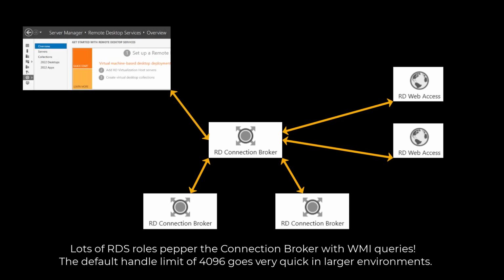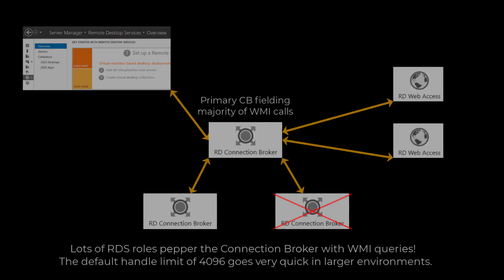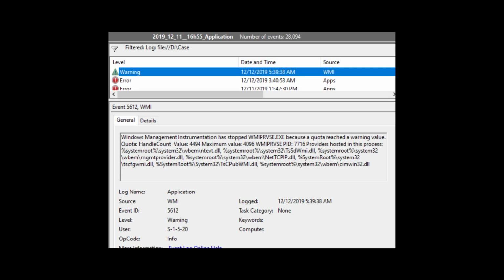Alas, adding more HA connection brokers to your deployment is not the fix, because in many cases WMI queries still get issued to a single connection broker in the group, which acts as primary for those WMI requests, even though any connection broker in the group can field incoming RDP connection requests as passed on from a load balancer. You'll know if this is happening because you'll get event ID 5612 in the application event log from the WMI provider service indicating a crash of that service.